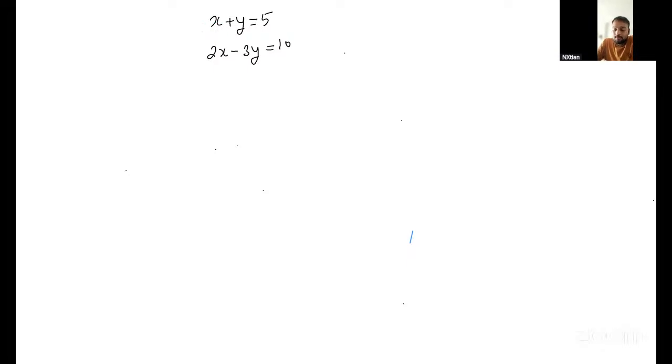For that, you have to multiply this whole equation by 2, so that 2 will be the coefficient of x. When you multiply, this 2 multiplies with all the numbers inside that equation. It becomes 2x plus 2y is equal to 10, not 5, because 2 is multiplied, no? That's why. In the same way, the equation below will remain the same. Did you understand? Yes or no?